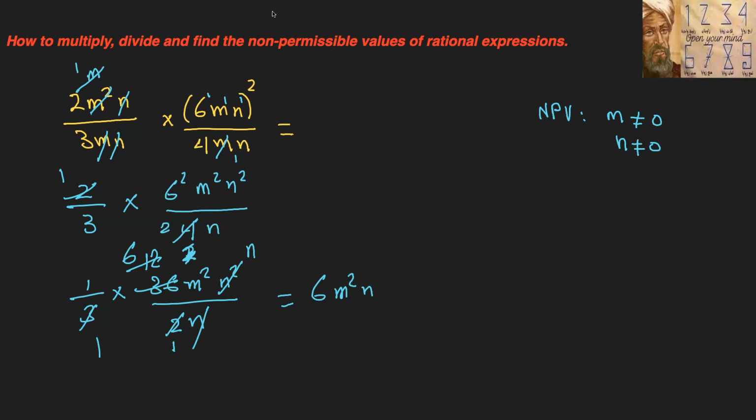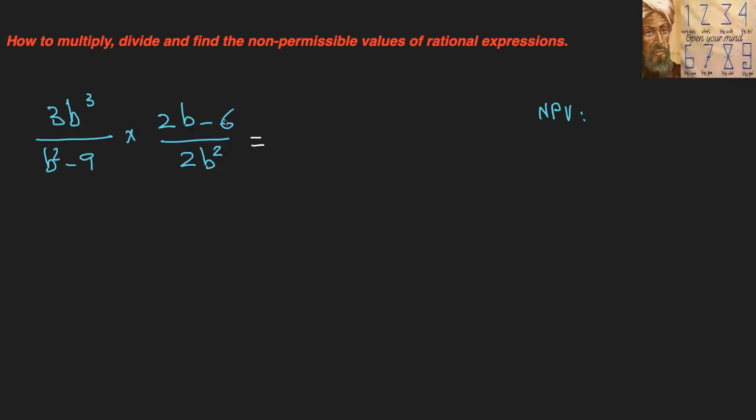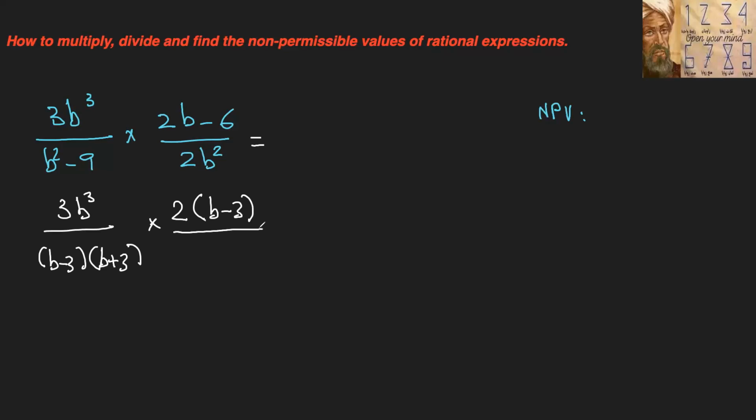Okay, so let's go to the second question. For this question, the first thing I'm going to do, because I see things that could factor, is factor first before I tell what my non-permissible values are. So I'm going to have 3b cubed, sorry, over, this is the difference of squares, and it's going to give me b minus 3, b plus 3, times. This here, I could take out the greatest common factor, which is 2, and I'm going to get b minus 3 all over 2b squared.